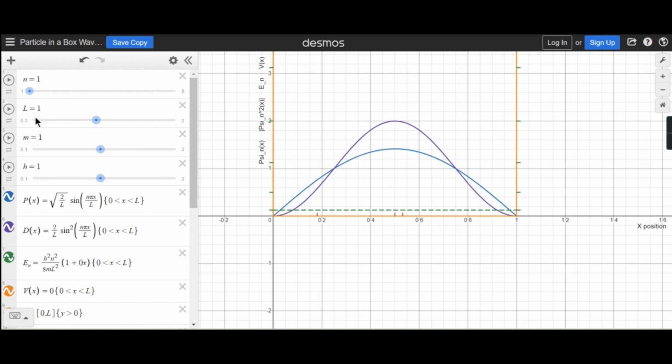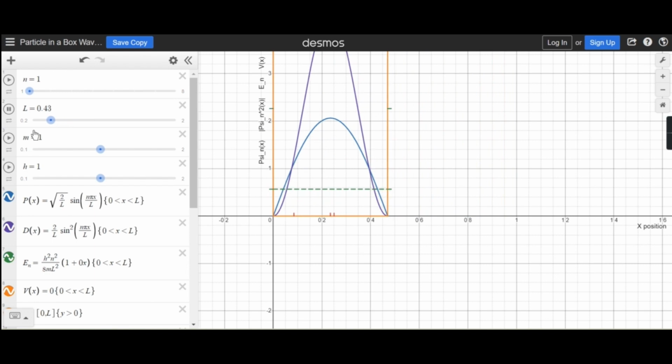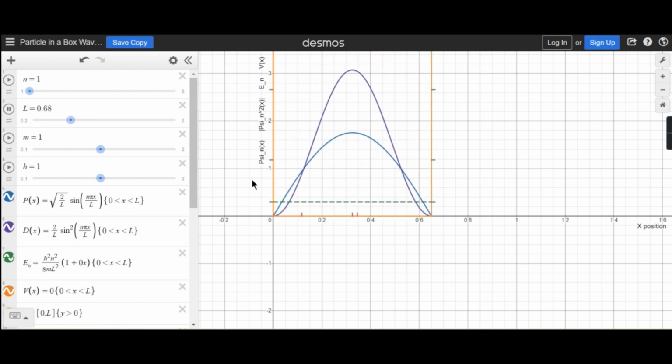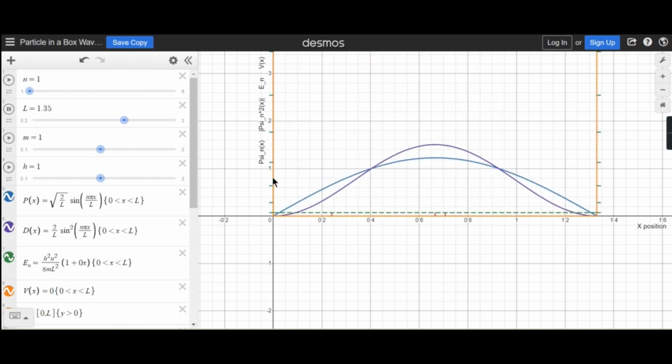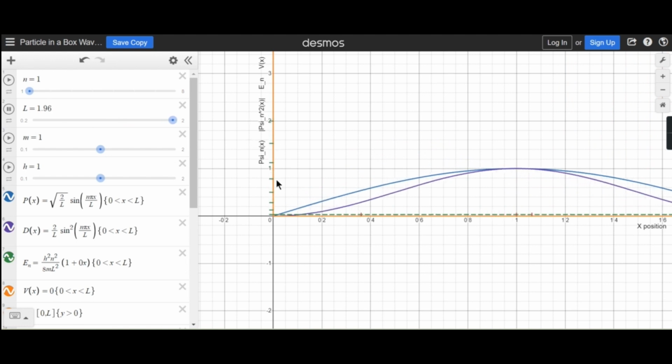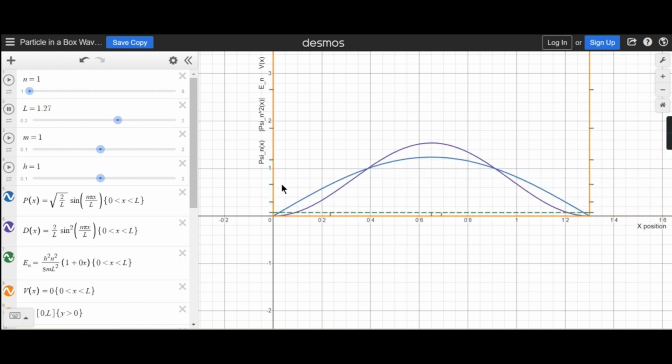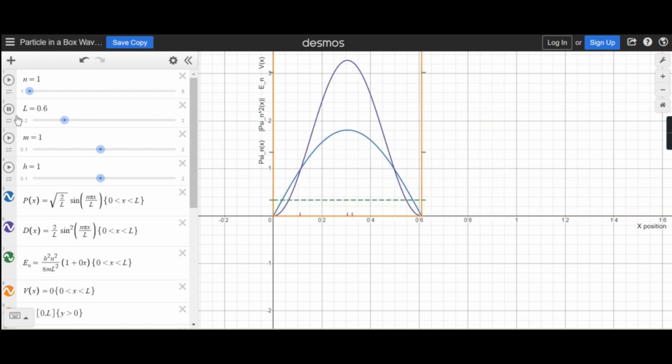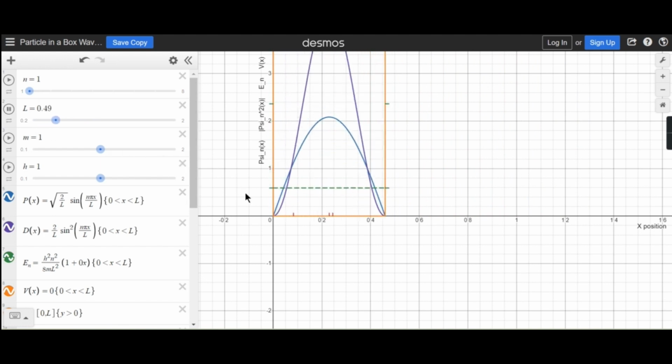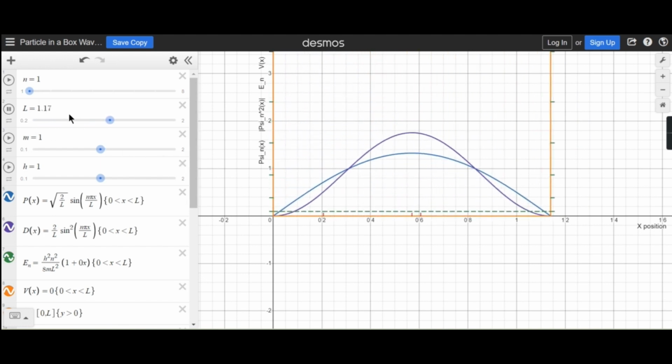For L, it is in the denominator, so there is an inverse proportionality with the individual energy states of the box. As L increases, the energy states become more compact, but as you decrease L, the length of the box, the energy increases.